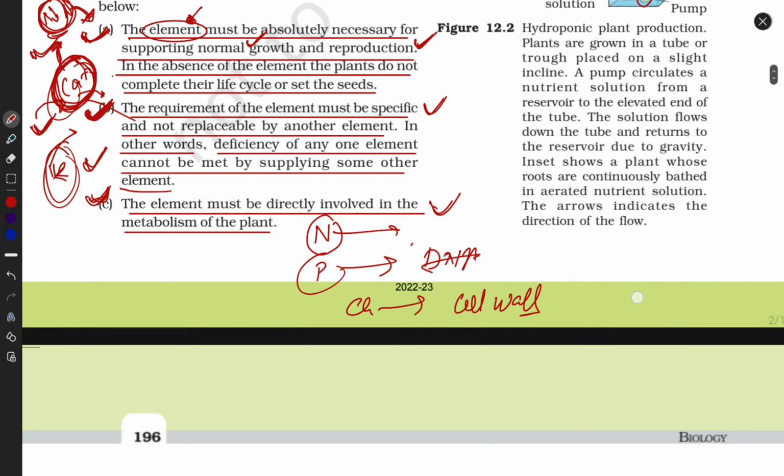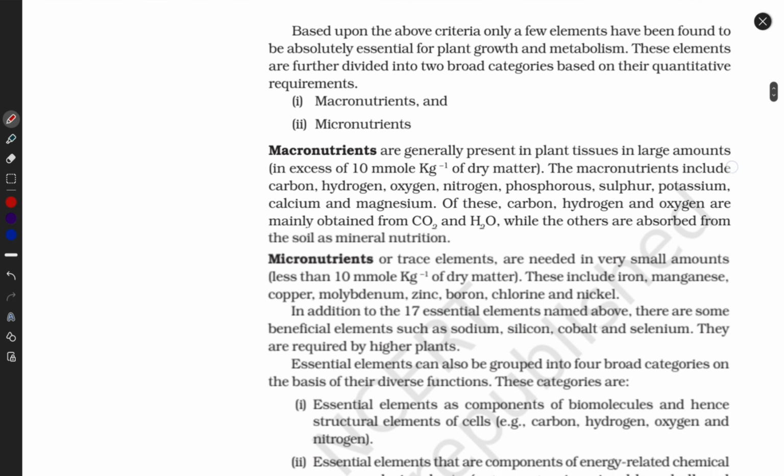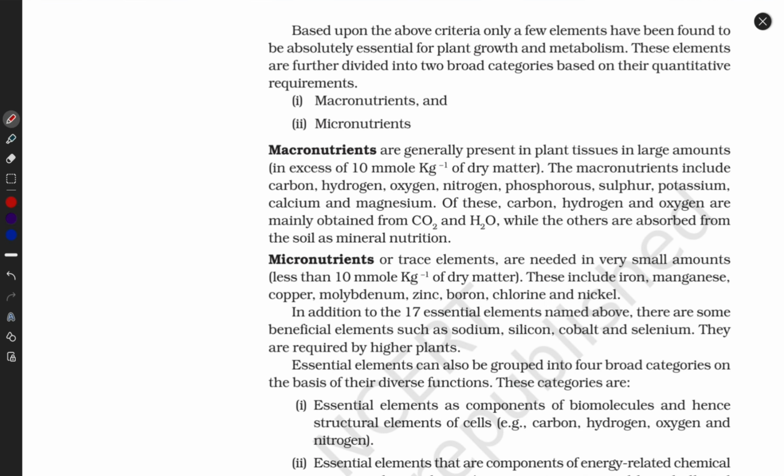Okay guys, next, there are some macronutrients and some micronutrients. What is the criterion of macro? According to their name, macronutrients are required in large amounts, and micronutrients are required in low amounts. Let's start with macro. They are generally present in plant tissue in large amounts, meaning they are required in large amounts and present in large amounts in the plant body.